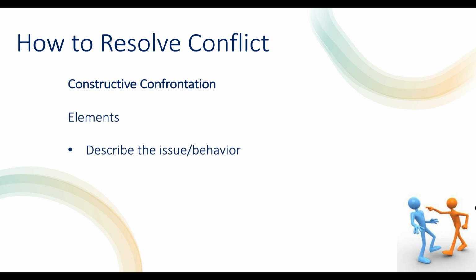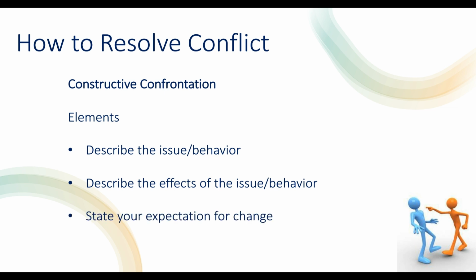What are some of the elements of constructive confrontation? Number one, describe the issue or behavior. Be very specific. Leave your emotions out of it and just be very, very particular and specific of what the issue or behavior is. Second, you want to describe the effects of the issue or the behavior. Again, keep your emotions out of it and just stick with the facts. Number three, state your expectation for change. It is important for the other person to know what your goal is. What are you expecting to see happen?